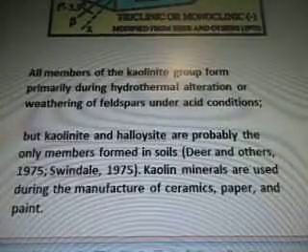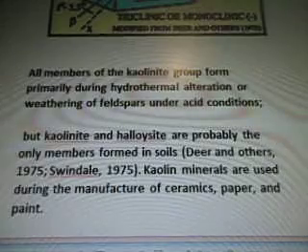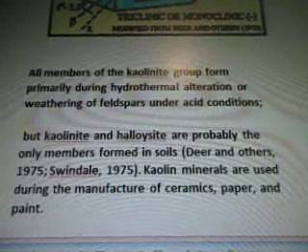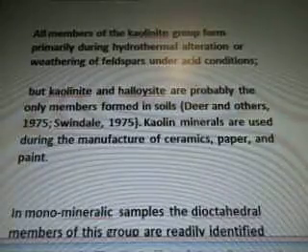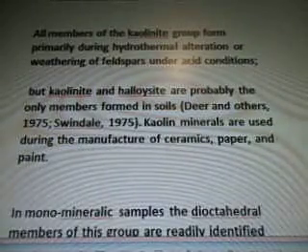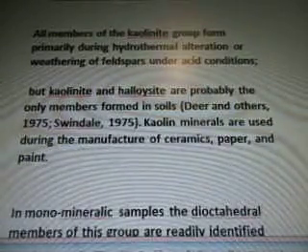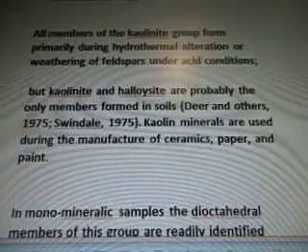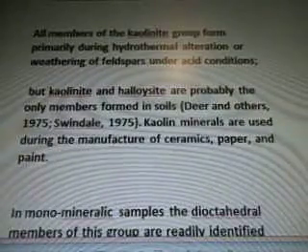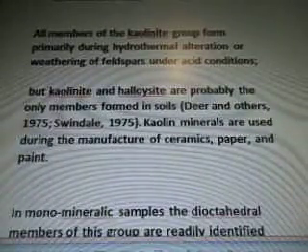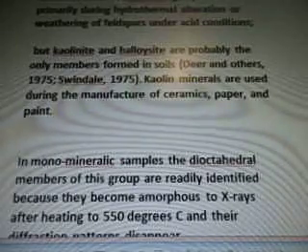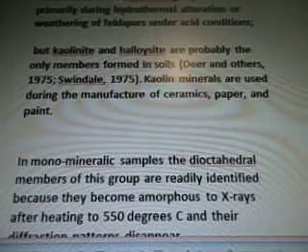All members of the kaolinite group form primarily during hydrothermal alteration or weathering of feldspars under acid conditions. The kaolinite and halloysite are probably the only members formed in soils. Deere and others, 1975. Okay. Swindale, 1975. Kaolin minerals are used during the manufacture of ceramics, paper, and paint.